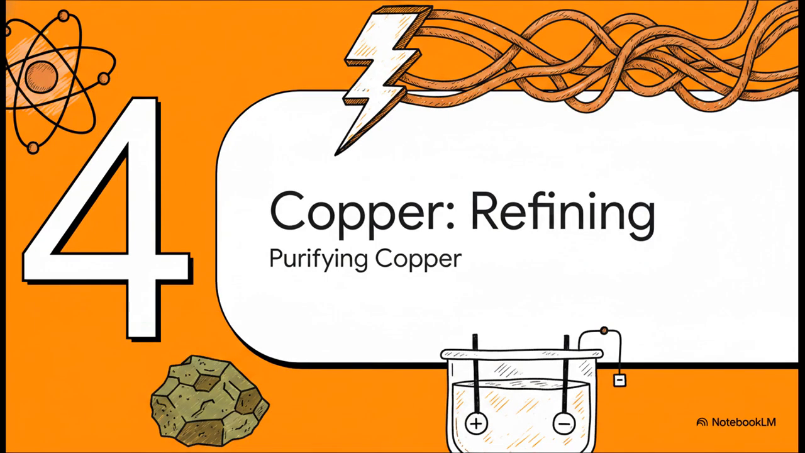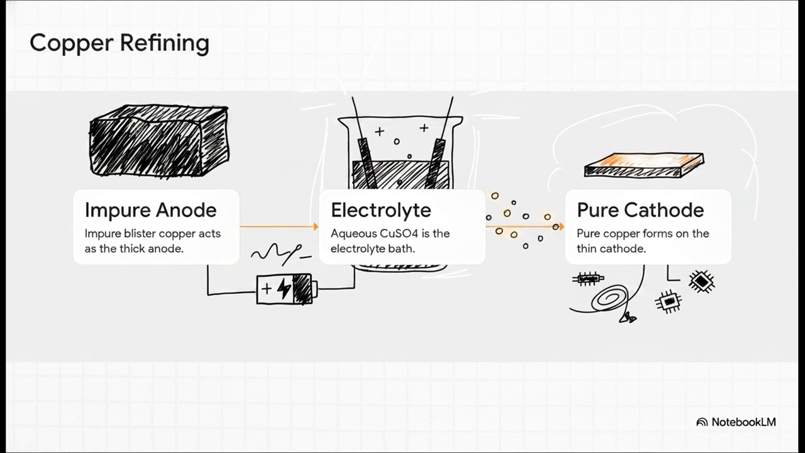Next up, Section 4, Copper and Electrolytic Refining. Copper is our electrical wire champion, right? It's the metal powering your home and the device you're probably using right now. Sitting even lower on the reactivity series, it's a lot easier to extract from its ore, usually chalcopyrite. We can extract it with a simple chemical reduction, which gives us blister copper.